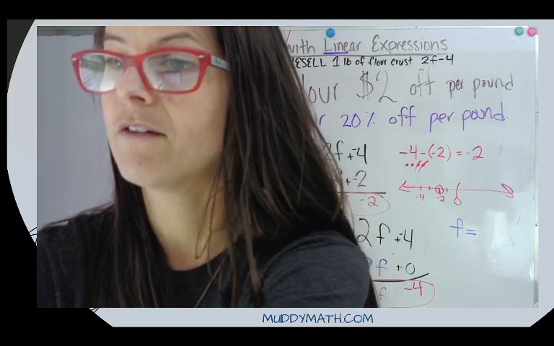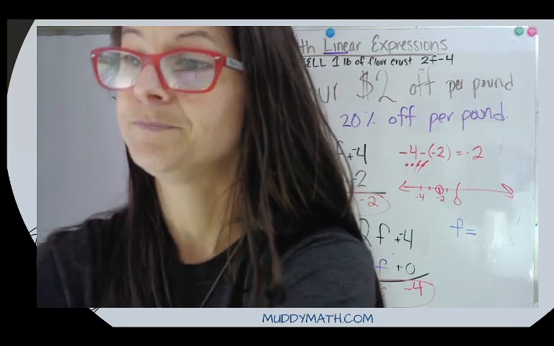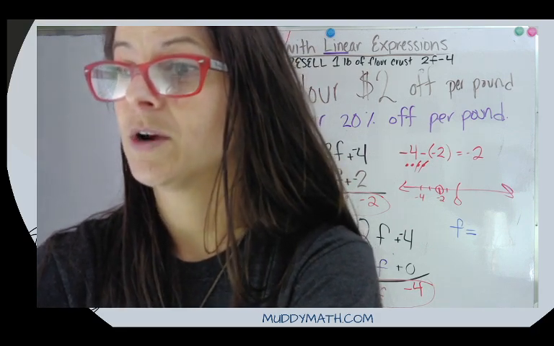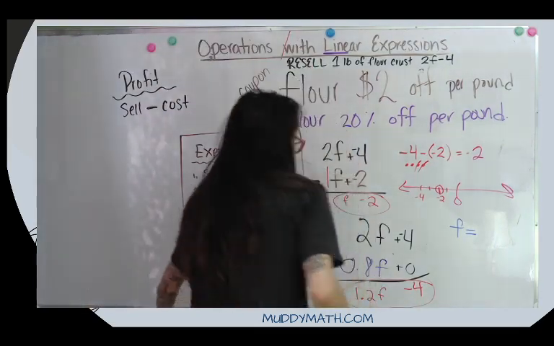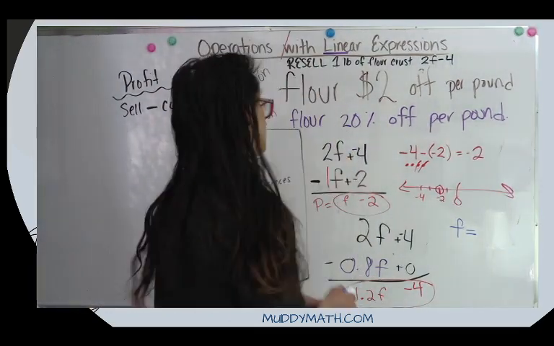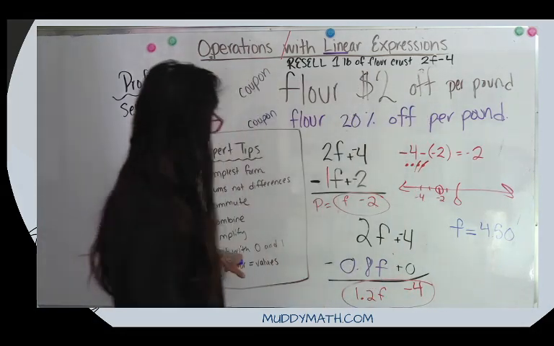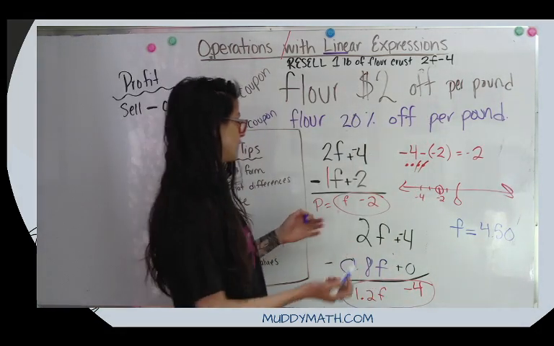So, cost of a pound of flour, $4.50. I just looked really quick somewhere. So it's about $4.50. So we're going to see what our profit would be here.